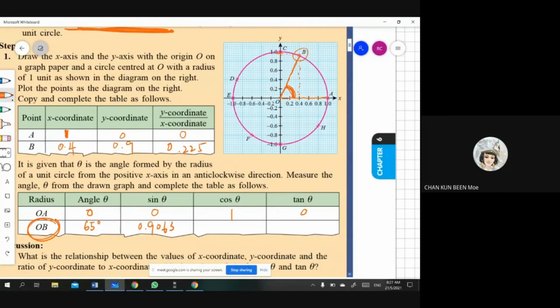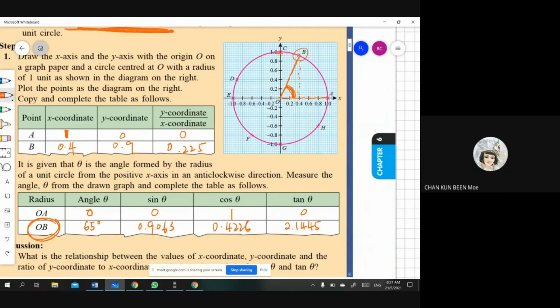What about cos theta? Just now, who did I assign? Oh, Matthew. How much? 0.4226. Thank you, Matthew. And the last one, Alicia, right? How much is tan theta? 2.1445. Okay, 2.1445. Thank you very much.